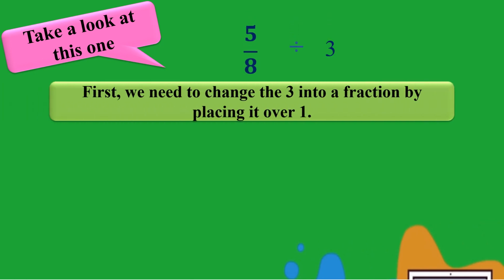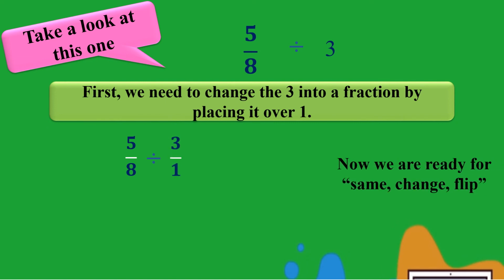So let's look at this one. 5 upon 8 divided by 3. Now here we are dividing the fraction with the whole number. How can we divide the fraction with the whole number? First of all, we need to change the whole number into a fraction. How can we change it? Yes, dear students, we have to place 1 under 3 to make a fraction. So it will be 5 upon 8 divided by 3 upon 1.